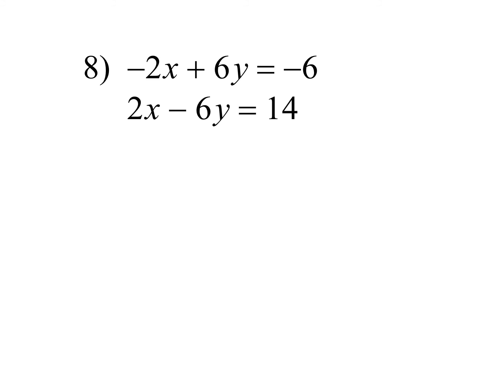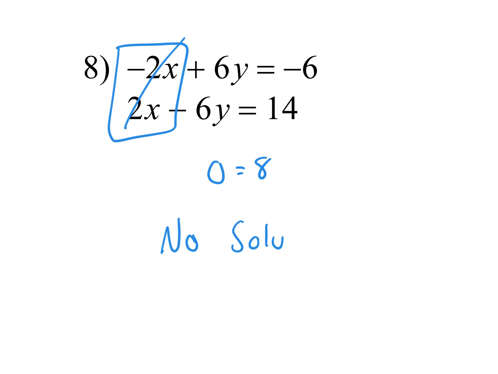Which variable should I eliminate? The x's. So negative 2 plus 2 is 0. They cancel. 6 minus 6 is 0. Cancel. What's negative 6 plus 14? 8. Is 0 equal to 8? No. So what's my answer? No solution.